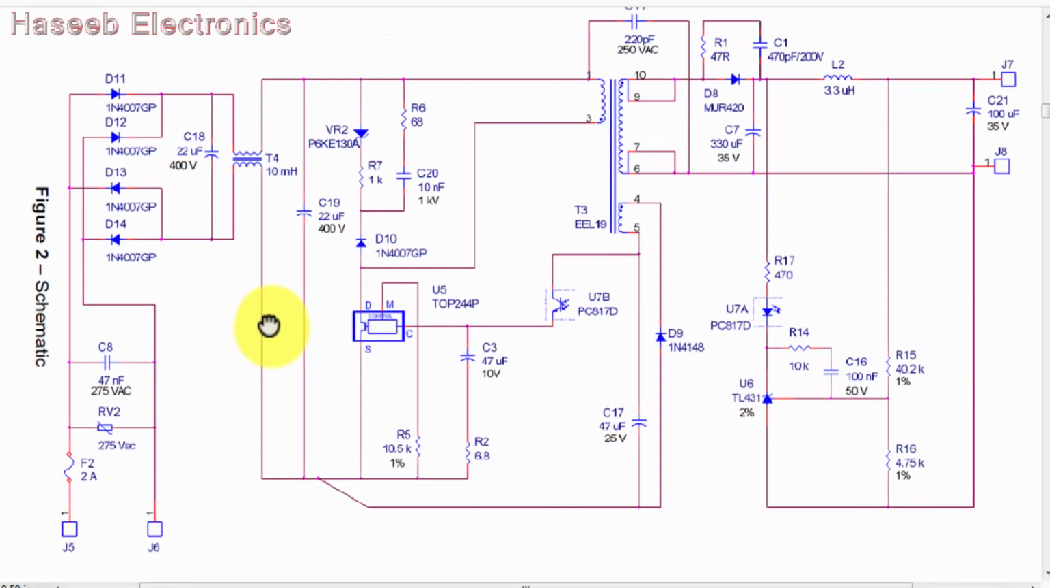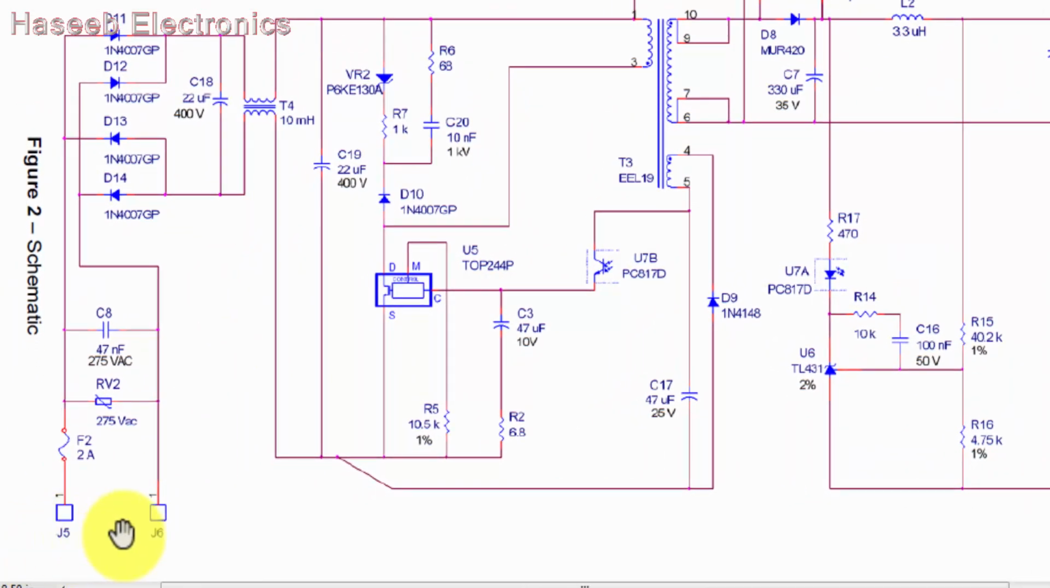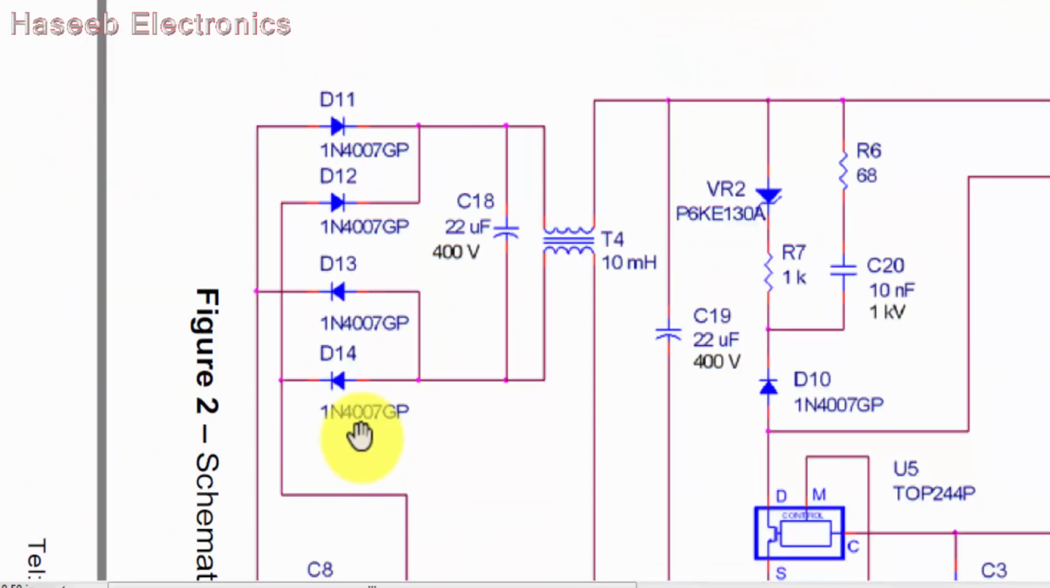It is a universal power supply design. It will work from 90 volt to 265 volt. 2 ampere fuse, resistor, voltage arrester, 47 nanofarad, 275 volt AC, C8 capacitor to remove noises, high frequency spikes. Then we have 1N4007, 4 diodes in bridge configuration.